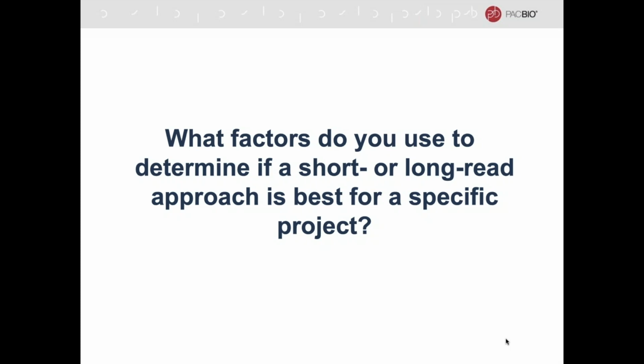We had a lot of people submit questions when you registered for the webinar, which, thank you ahead of time. So we're going to go ahead and start off with a question: what factors do you use to determine if a short read or long read approach is the best for a specific project? And Olga, I'll go ahead and pass this along to you to take on.